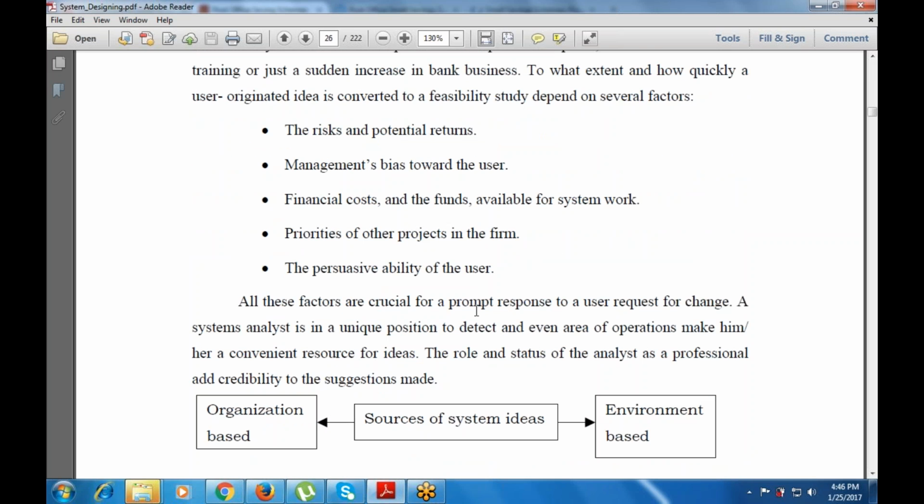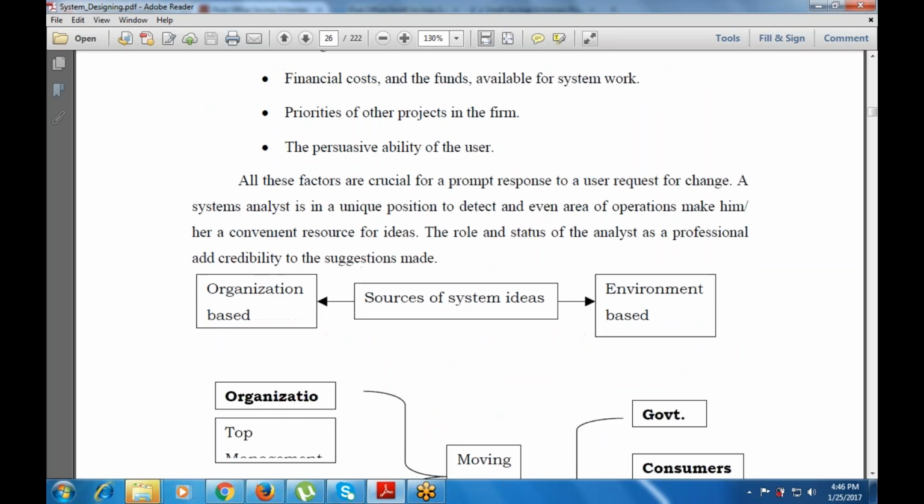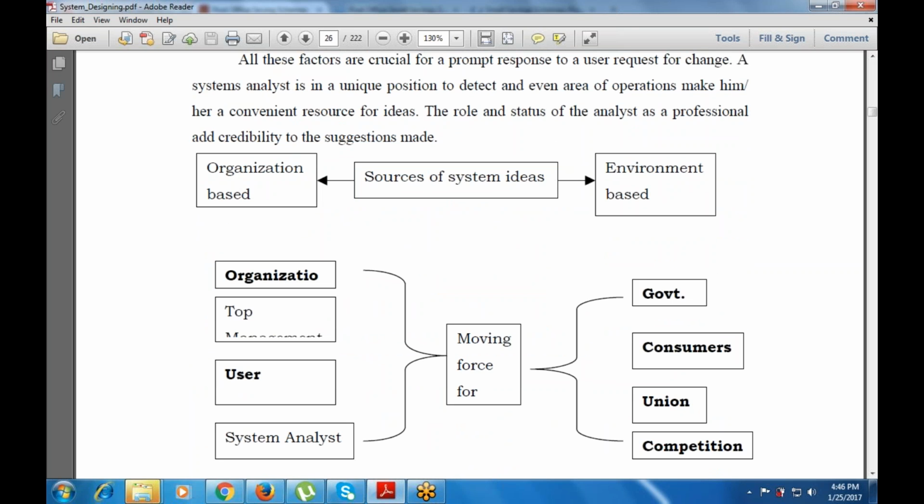And all these factors are crucial for a prompt response to a user request for a change. One is the organization base, then sources of the system ideas, then environmental base. So these are the various bases that are used within the data. Now this is the organization, then top management, user, system analysis, moving force for government, organizations, consumer, union, competition.